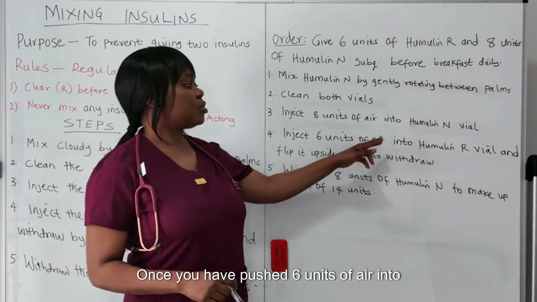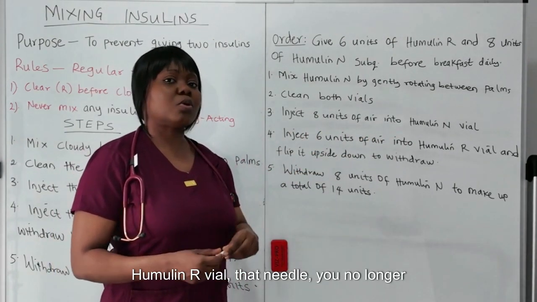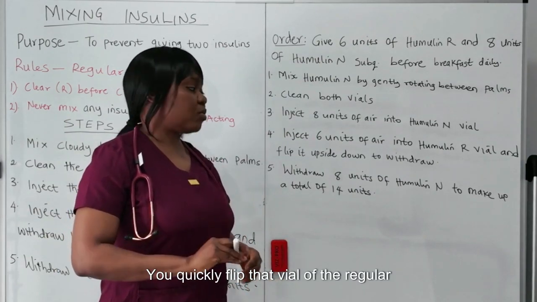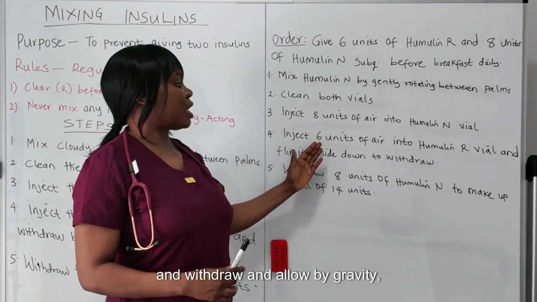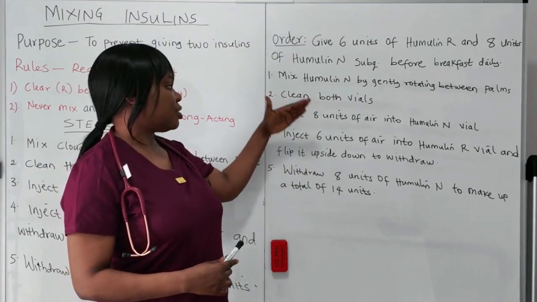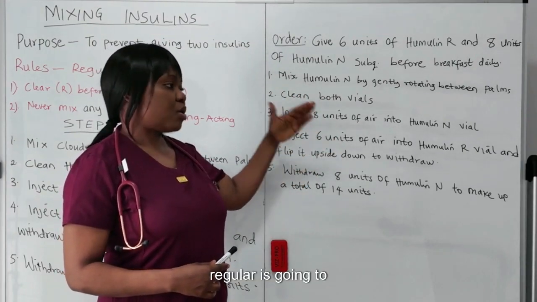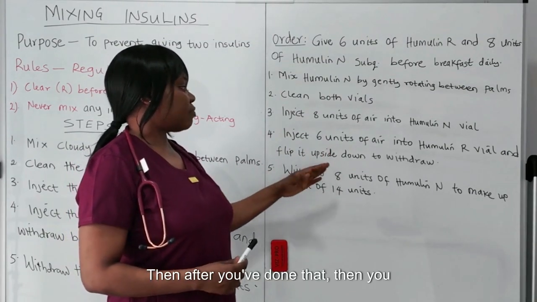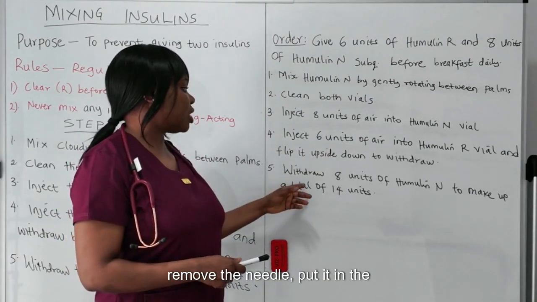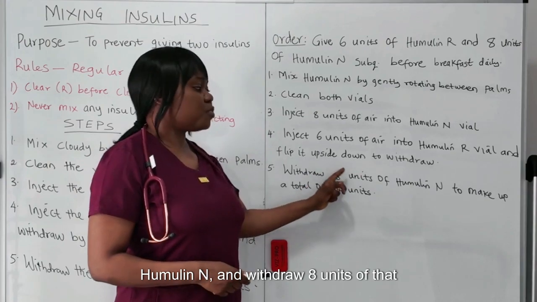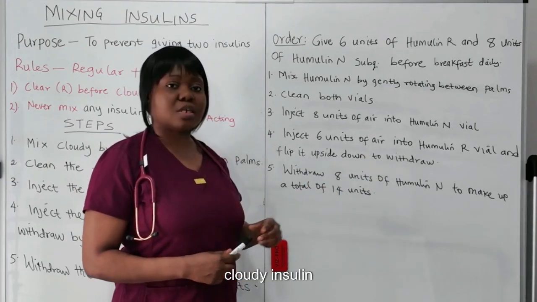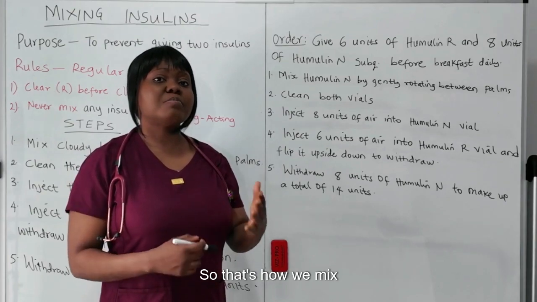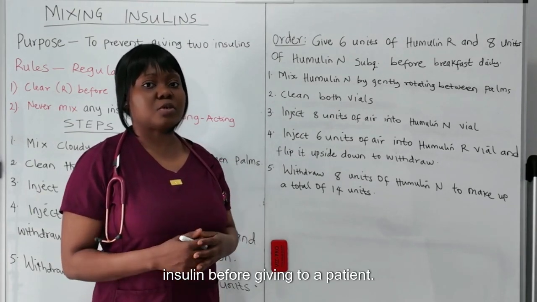Once you have put 6 units of air into the Humulin R vial, you no longer bring the needle out. You quickly flip that vial of the regular and withdraw, allowing gravity to help. Actually, 6 units of regular is going to enter the syringe. You just guide it. Then after you've done that, you remove the needle, put it in the Humulin N, and withdraw 8 units of that cloudy insulin to make up a total of 14 units. That's how we mix insulin before giving to a patient.